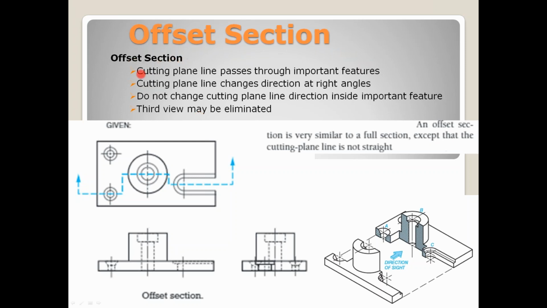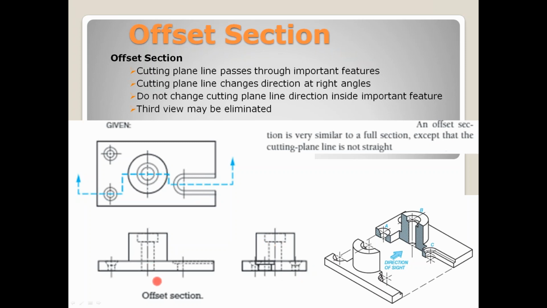So for the offset section here, the cutting plane passes through the important features. You only want to cut through something that is important to show the manufacturer, and the cutting plane line changes direction at right angles. You can change it with right angles. Do not change the cutting plane line direction inside an important feature. If it's a very important feature, don't change the direction. The third view may be eliminated. You don't need the third view because you already showed enough detail here.